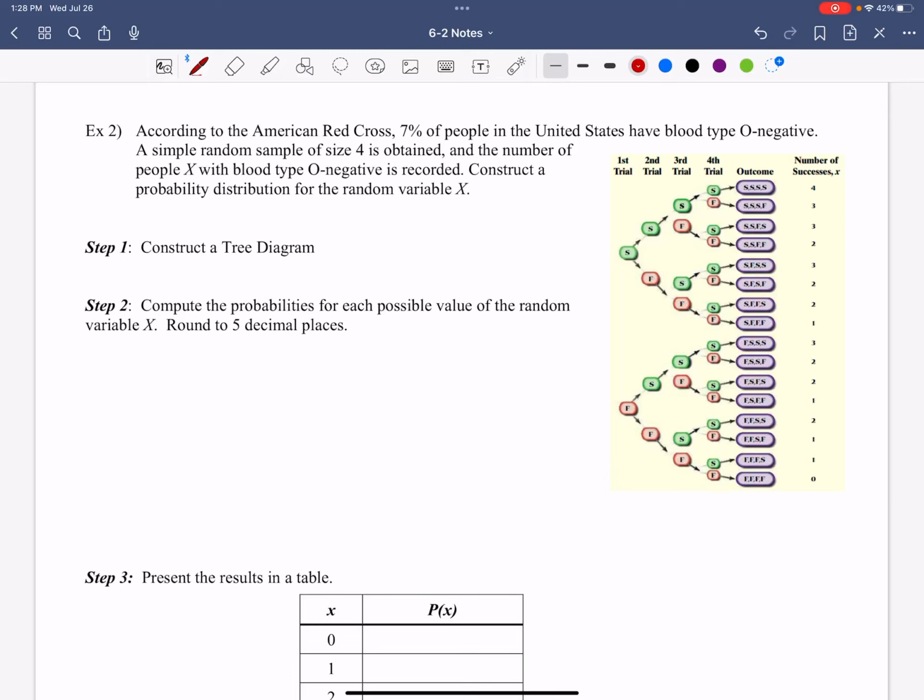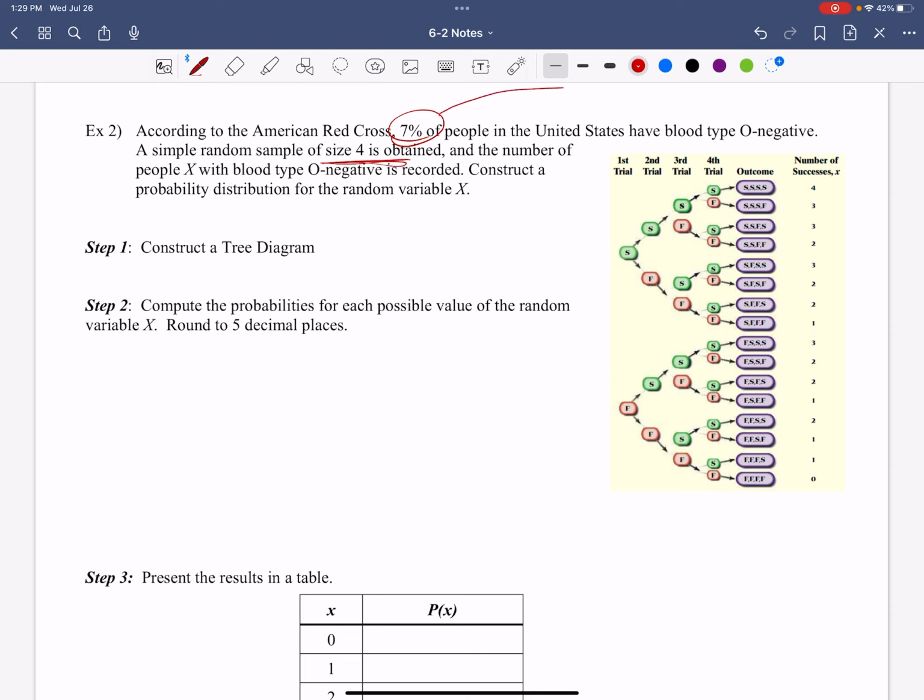All right, let's do an example for this one. According to the American Red Cross, 7% of people in the United States have blood type O negative. Ooh, that's what we're looking for there. A simple random sample of size 4 is obtained, and the number of people X of type O negative is recorded. Construct a probability distribution for this.